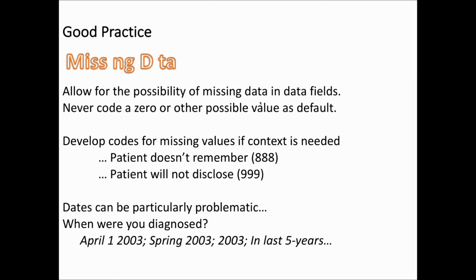The dates are particularly problematic in terms of ambiguity. When were you diagnosed with this disease? Some people will know it to a day. Some people may not know it to a decade. And so being careful about that, because if you're not careful about encoding that ambiguity, sometimes you really don't have a way to represent it, and you lose information there.